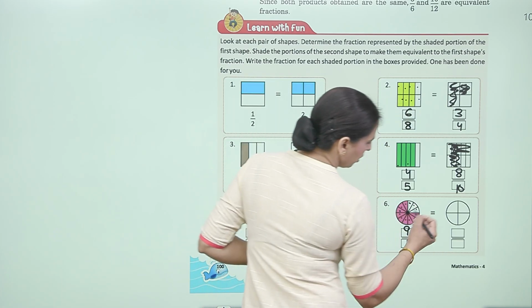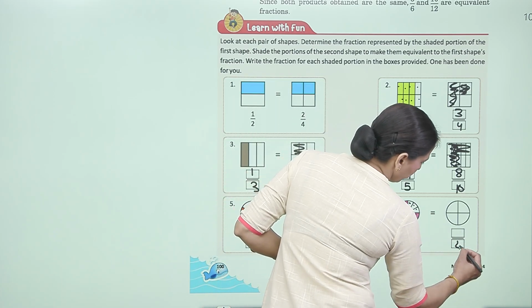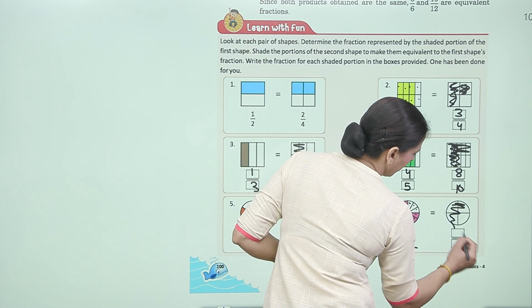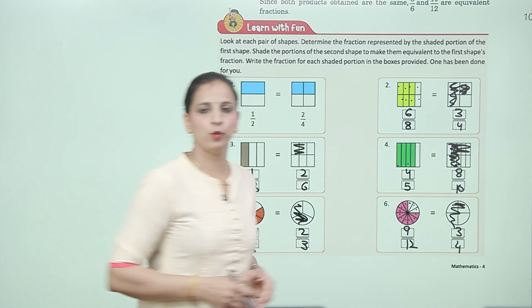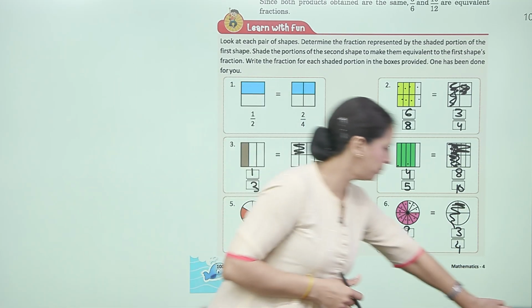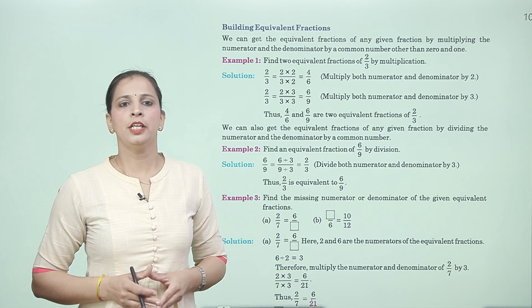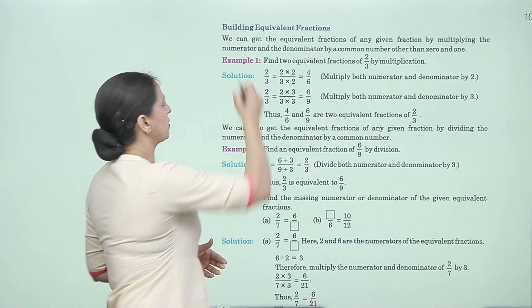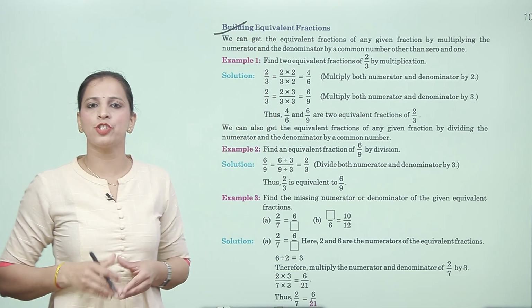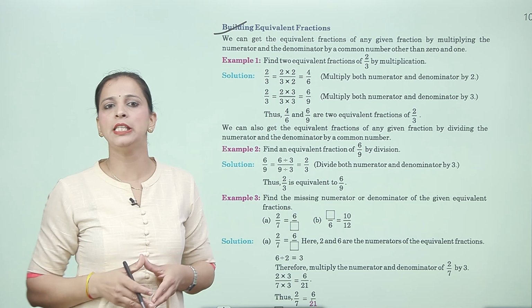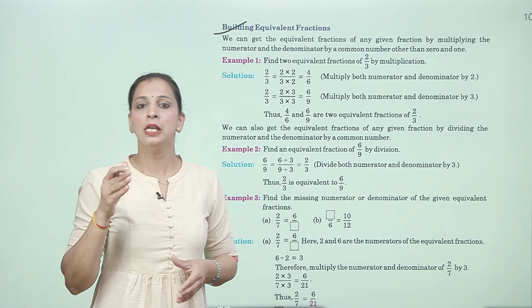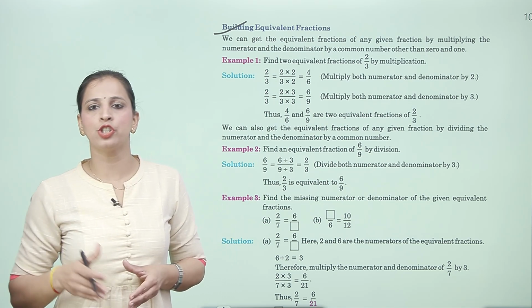Now next total is 4 and 3 I have to color. 3 by 4. These are equivalent fractions. Now building equivalent fractions. We can get the equivalent fractions of any given fraction by multiplying the numerator and the denominator by a common number other than 0 and 1.